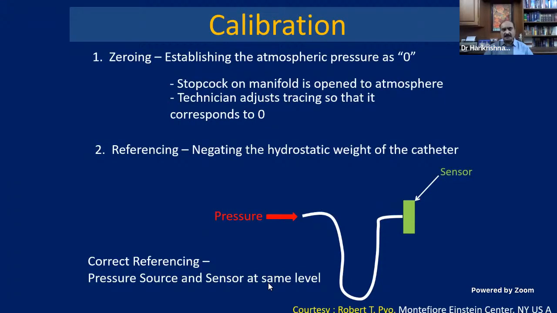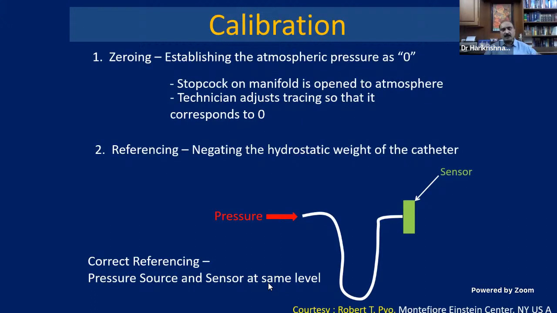So what is calibration? Calibration is when you calibrate to the atmosphere, to make your pressure system equivalent to the atmosphere, which is considered as zero. That point is where the three-way or the stopcock is open to the atmosphere. You have to reference it at that point to the phlebostatic axis.